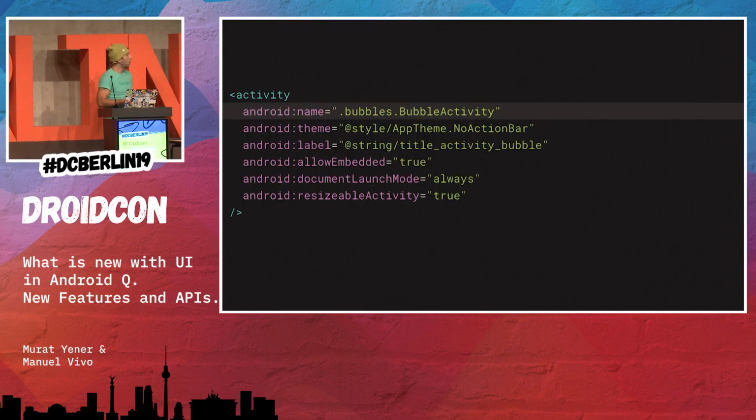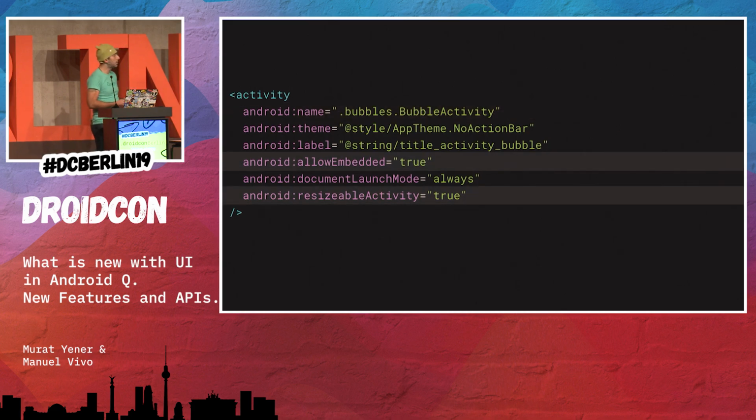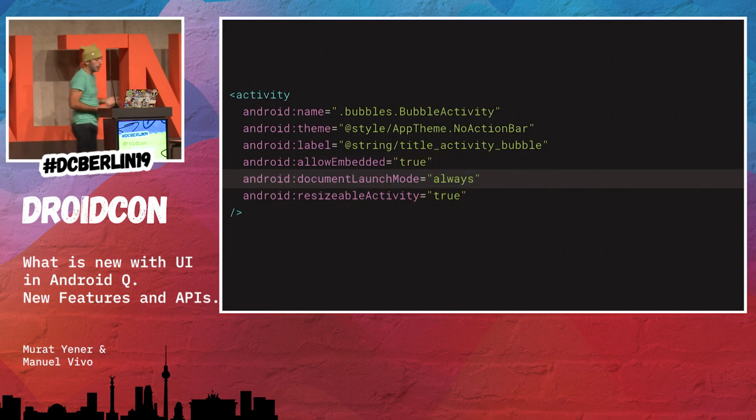So let's see some code. How do we do it? First, of course, we need an activity, which will be the expanded view of the bubble. However, this activity needs to have two parameters. One is allowEmbedded true, and the other one is resizeableActivity. And keep in mind, your bubble may need to be triggered several times, such as in a chat app. You can start several chats with different users. In that case, you also need the document launch mode set to always.